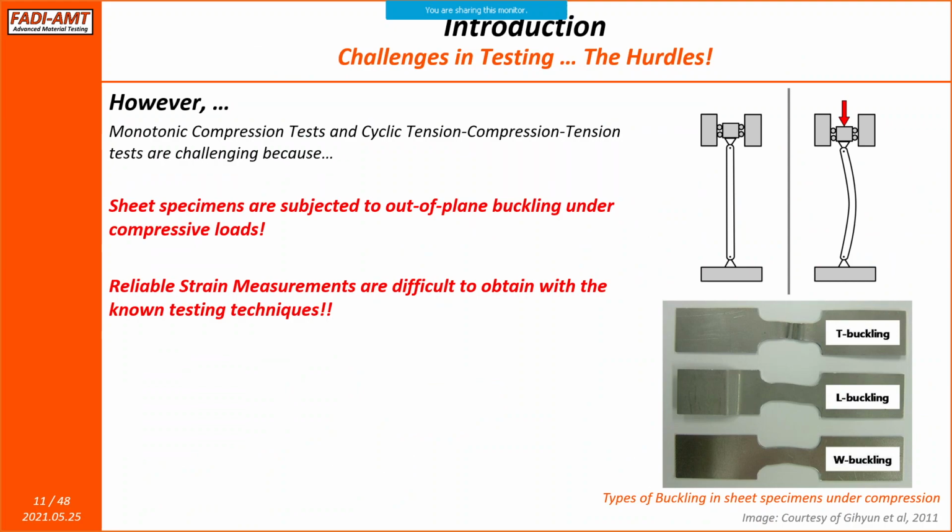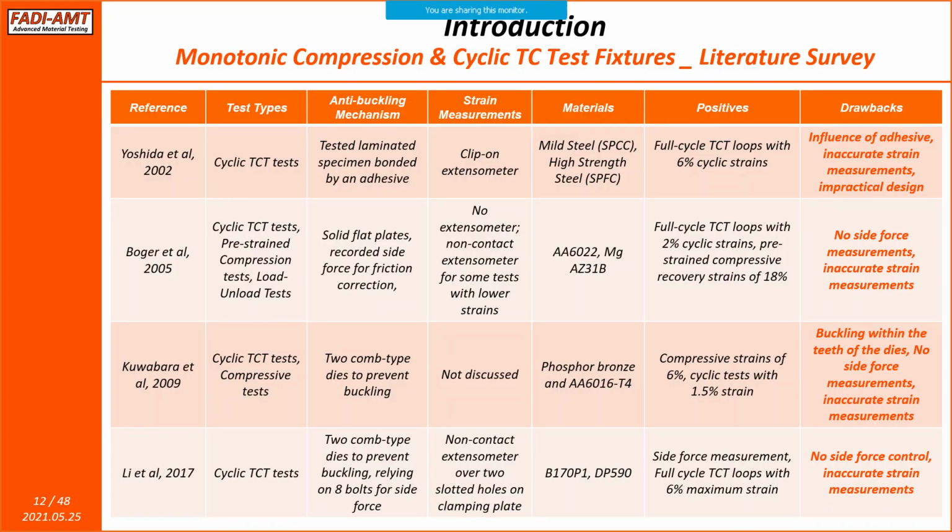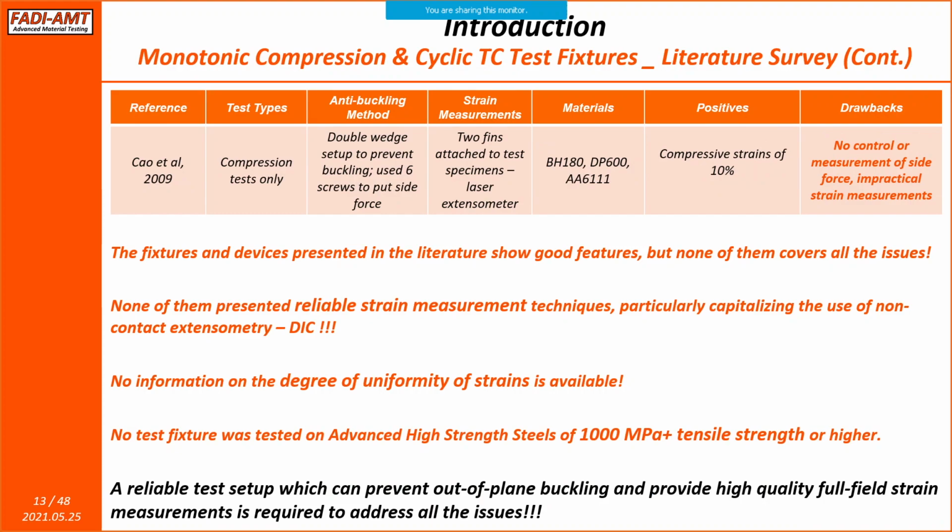Now, the main challenge here is that the monotonic compression tests and the cyclic tension compression testing have a big problem, because the sheet specimens are subjected to out-of-plane buckling when they are under compressive loads. It is also challenging that reliable strain measurements are very difficult to obtain on such setups that are already listed and discussed in the literature. There are several notable works in the literature that propose methods and techniques to counter this problem, but unfortunately none of them cover all the issues.